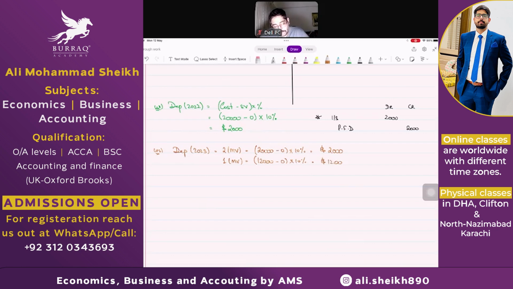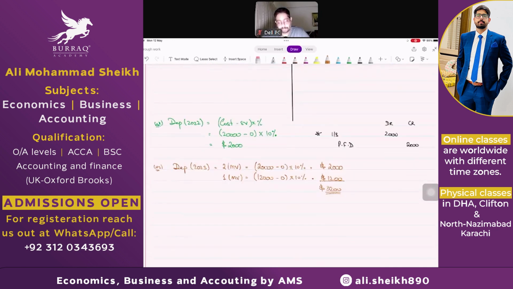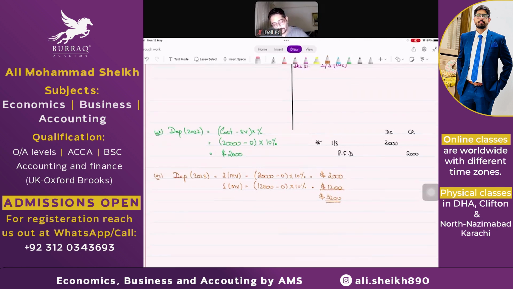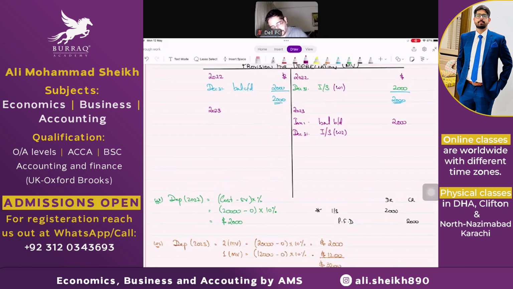So the depreciation charge for this year would be $3,200. That is the income statement amount. The journal entry would be income statement debit, provision for depreciation credit with the amount of $3,200. I am repeating my working again. Two motor vans which were bought in 2022, I have charged depreciation with the same amount, 20,000 minus 0 into 10%, that is straight line method. And one motor van which is bought recently on June 30, that is $12,000 minus 0 into 10%. So you will get a total depreciation of $3,200 for this particular year. Working 2 is complete, $3,200.